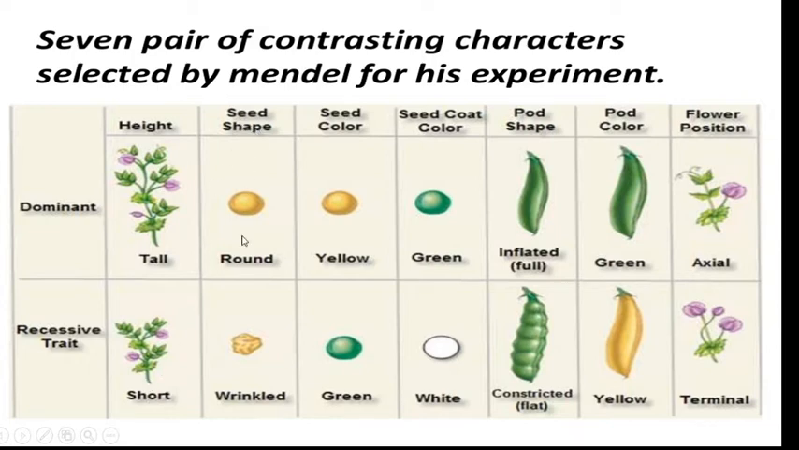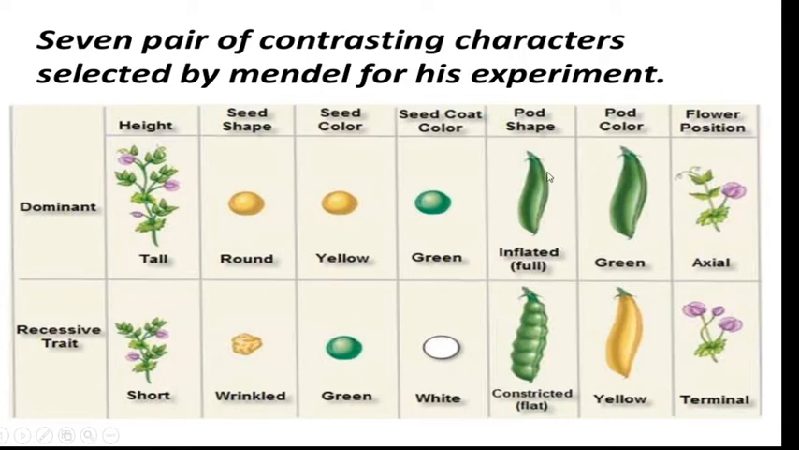We will see what is dominant and recessive later on. Seed shape also was studied by Mendel, who is said to be the father of genetics for his contribution in the field of genetics. Seed shape is round, and what is the other shape? Wrinkled shape. Then seed color: yellow color and green color. So yellow and green.